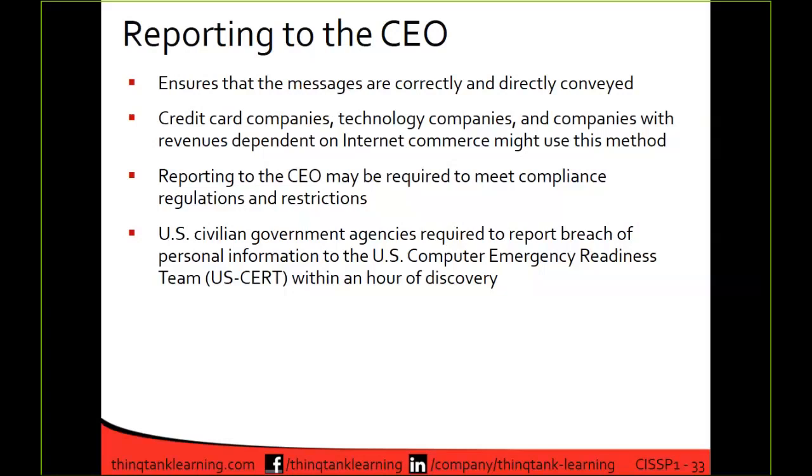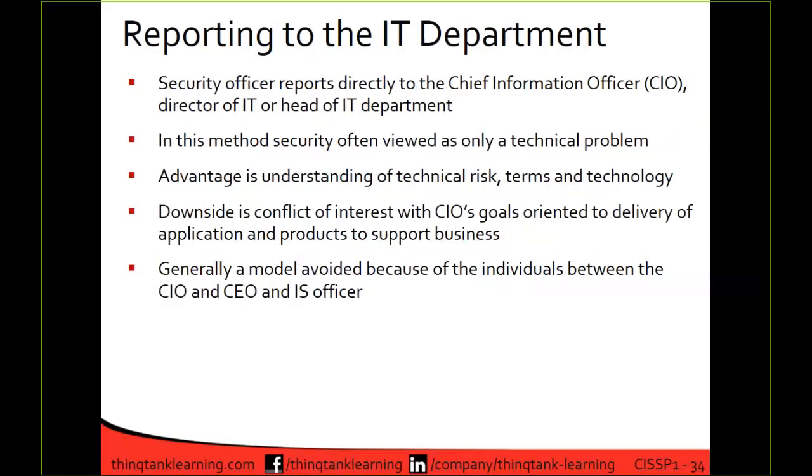All right? You could report to the IT department. This is generally for operational standpoint and implementation standpoint, as opposed to a breach or whatever it might be. Security officers report directly to the CIO or director of IT or head of IT. This would be generally maybe a smaller organization. A company that has 10,000 employees, it's going to be really difficult for the security personnel to report directly to the CEO. So there might be a second tier of reporting structure in this particular case.